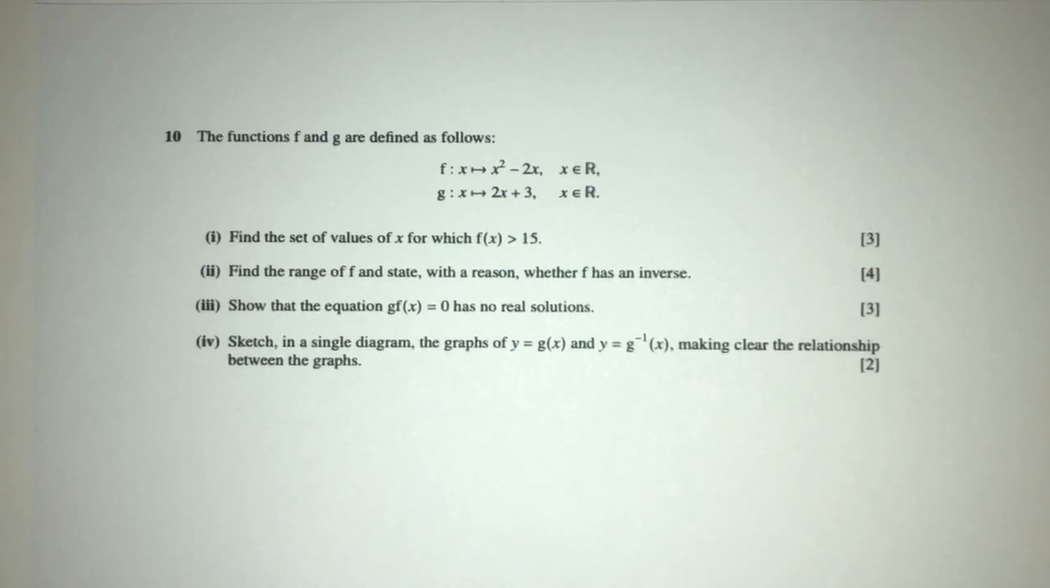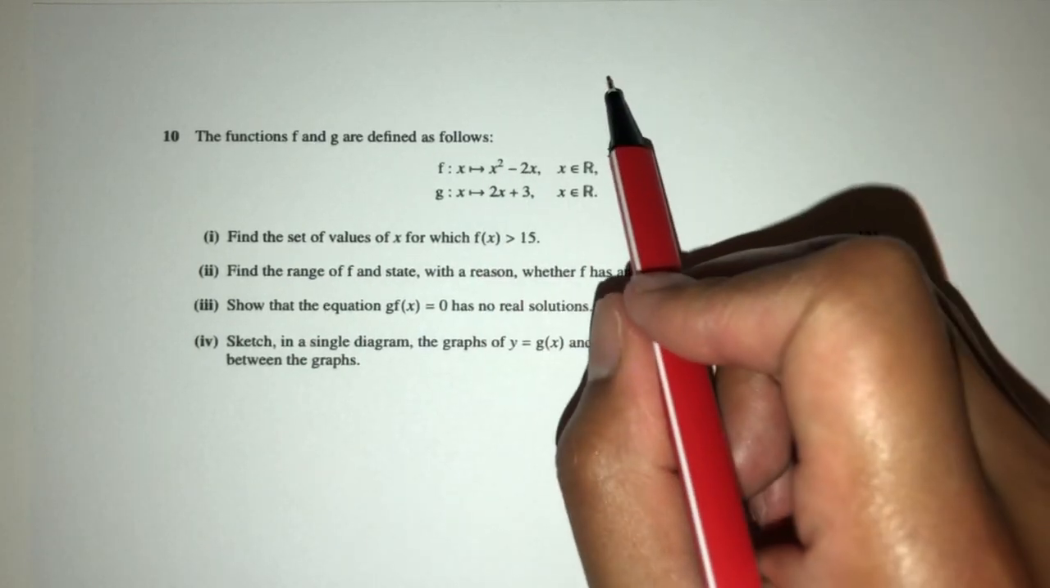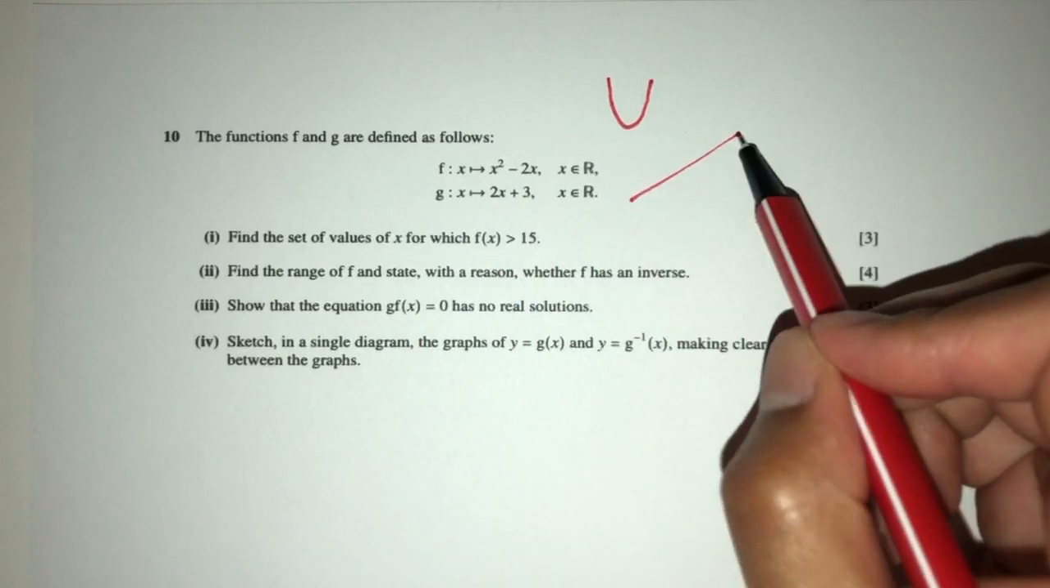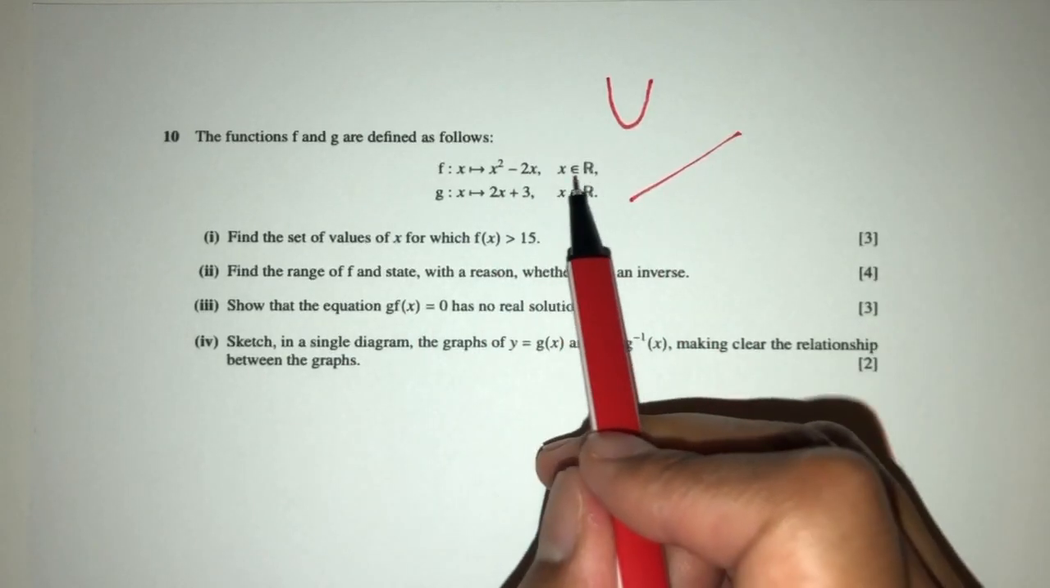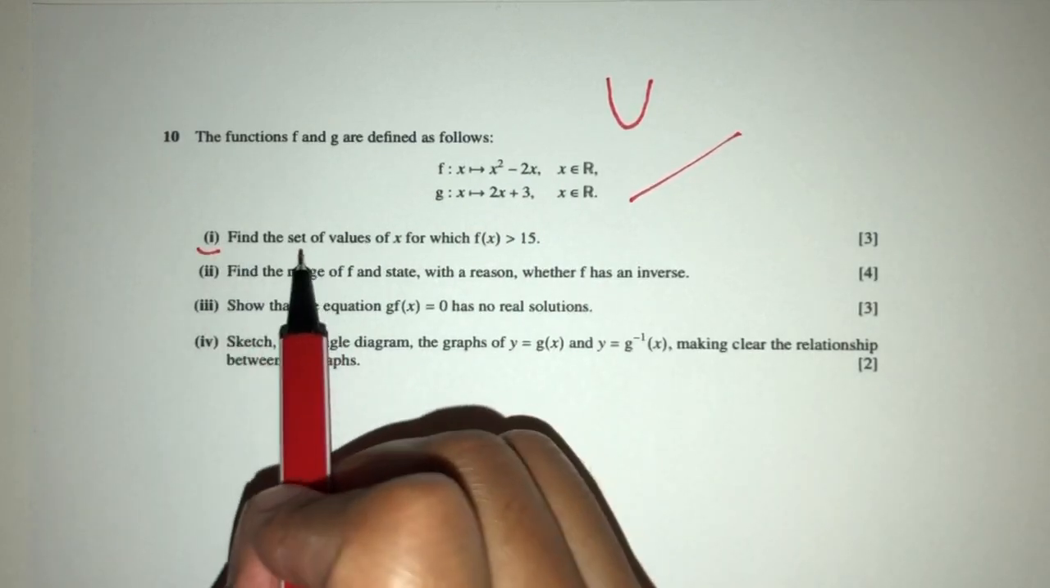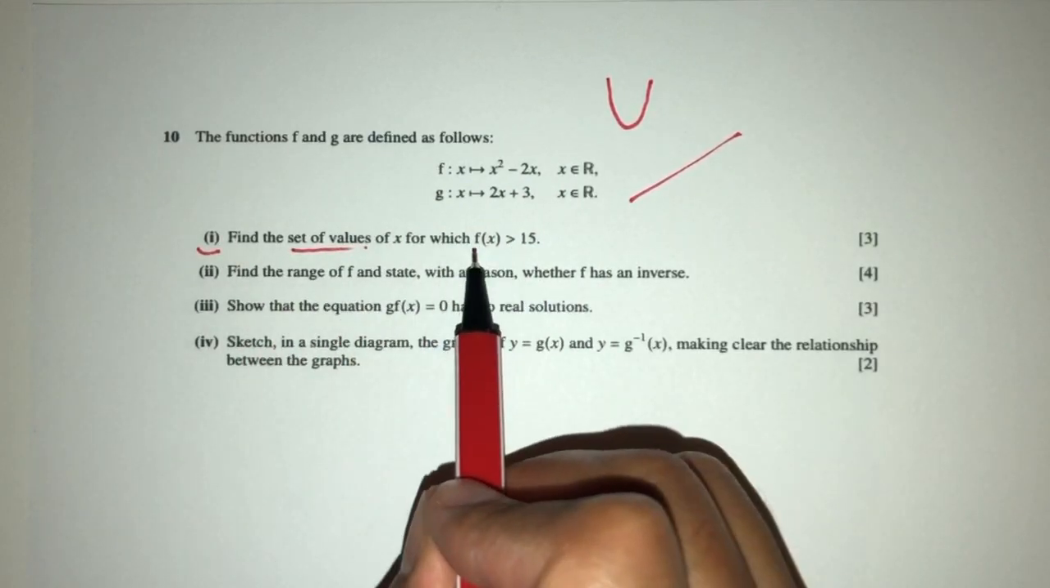Let's move on to this question. Here the functions f and g are defined by the following equations. Here we can see this will be a quadratic function, a minimum curve, and this will be a straight line, right? Now x can take any value for those two equations. Part 1, we have to find the set of values for x for which f(x) is more than 15.